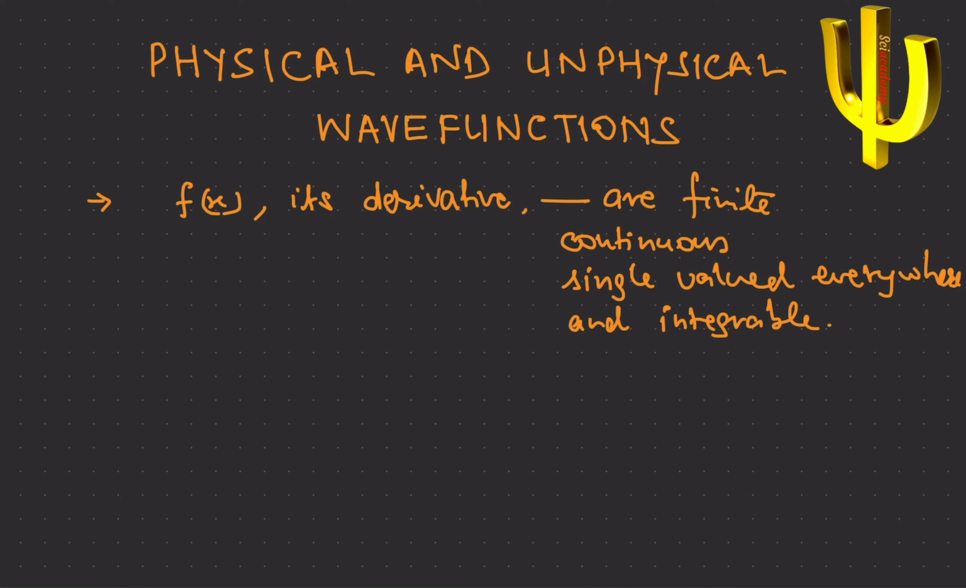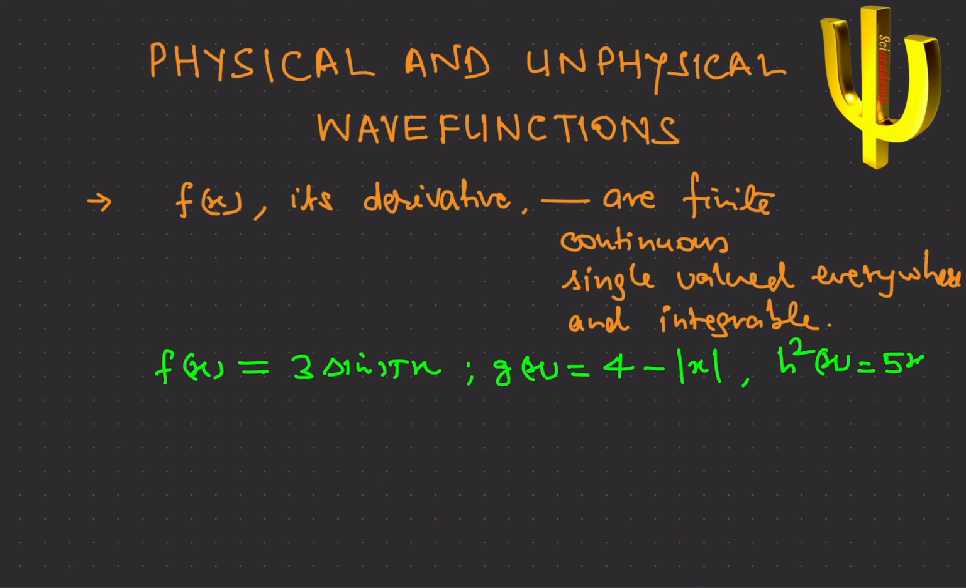Now let us take the example. We are given f(x) is equal to 3 sine pi x, g(x) is equal to 4 minus modulus x, h square x is equal to 5x, and e(x) function is equal to x square, and you have to decide whether these functions f(x), g(x), h square x and e(x) are physical wave functions or not.